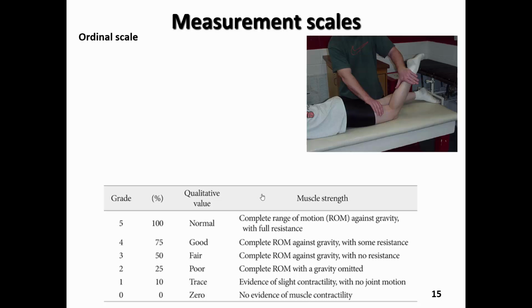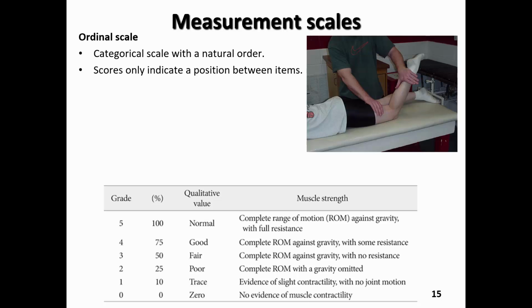The next scale up from the bottom is the ordinal scale. So the ordinal scale is very similar to the nominal scale, in that the ordinal scale has a natural order of progression to the elements inside a particular category or between categories.